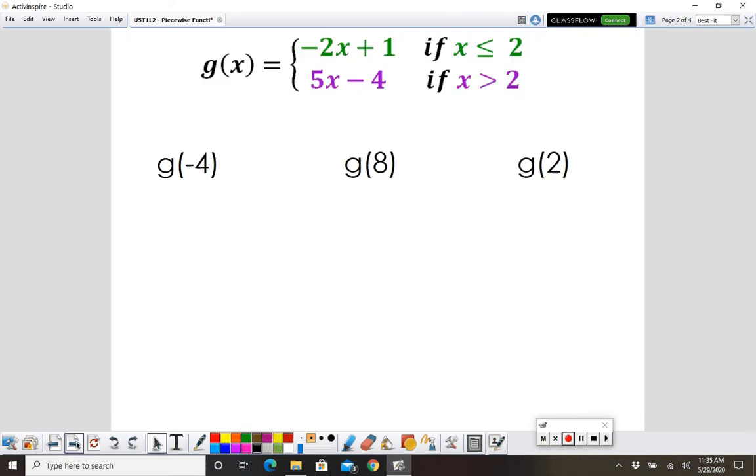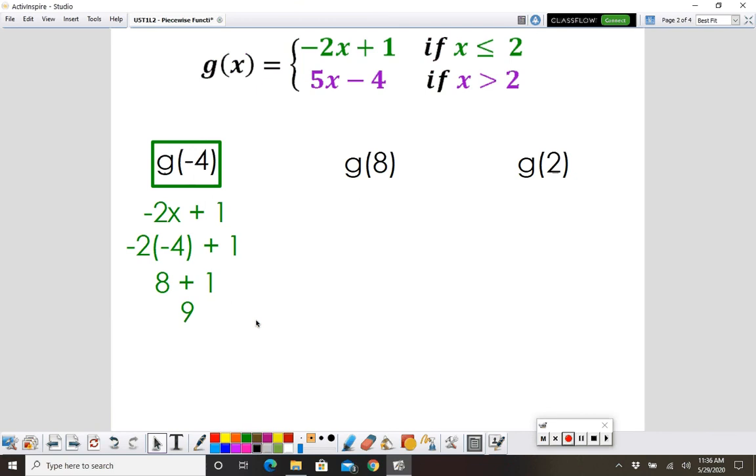We're going to do a couple of these problems together so you can see some different things, and then there'll be some problems for you to try on your own. So we have g of negative 4. You look over here and figure out, is negative 4 less than or equal to 2? Yes. So in this case, we use our green equation. We start by writing that equation out. I'm calling them equations, but they're really expressions. So negative 2x plus 1, and then you plug this in. Be careful when plugging in negatives. Remember, you're replacing only the x. So we have negative 2 times negative 4 plus 1, which gives me 9.